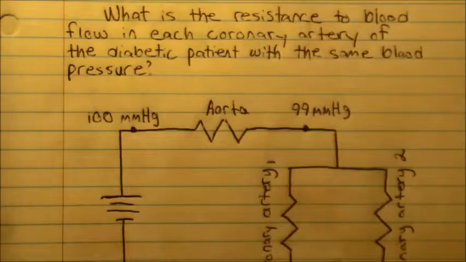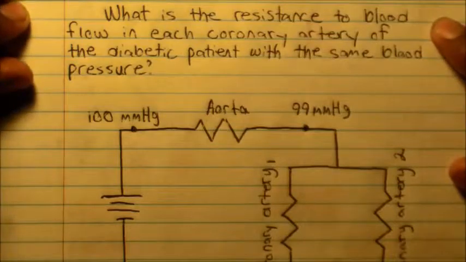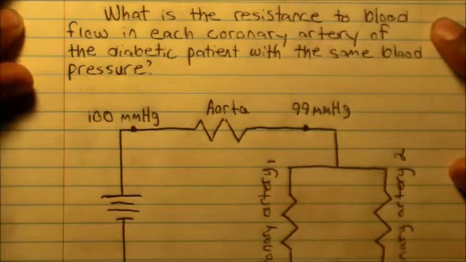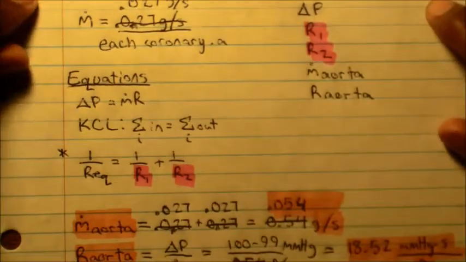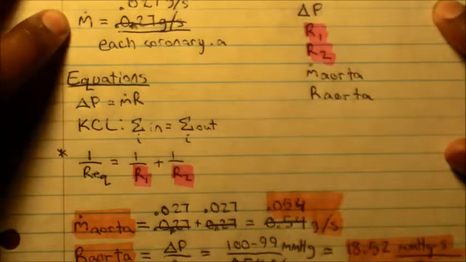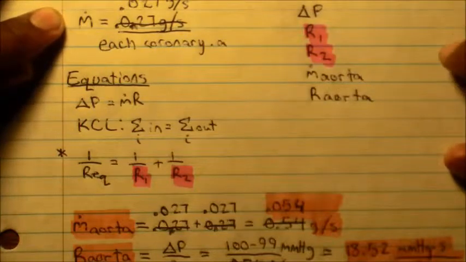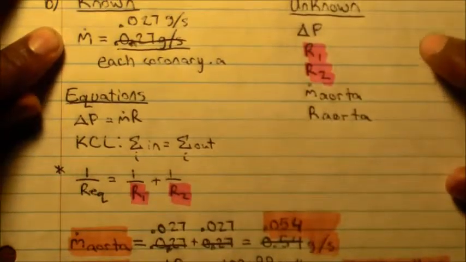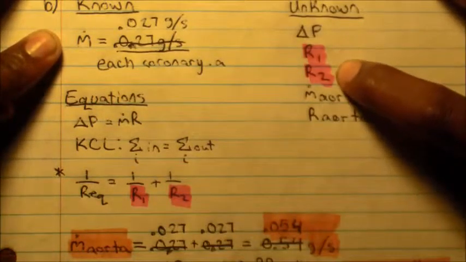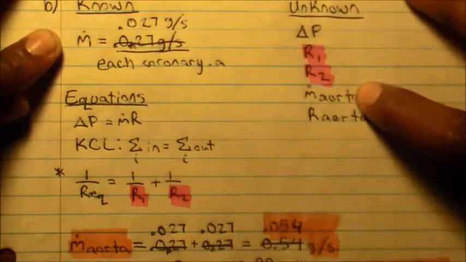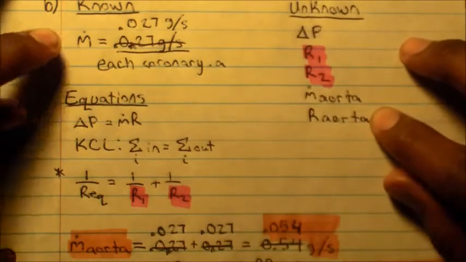So to remind you, part 2 of the problem statement says, what is the resistance to blood flow in each coronary artery of the diabetic patient with the same blood pressure? So the solution to that, we start off by writing down what we know. We know that the mass flow rate is 0.027 grams per second for each coronary artery, and that was given in the problem. We don't know, however, what the change in pressure is, what the resistance 1 or 2 through each coronary artery is. We don't know what the mass flow rate through the aorta is, and we don't know what the resistance through the aorta is.